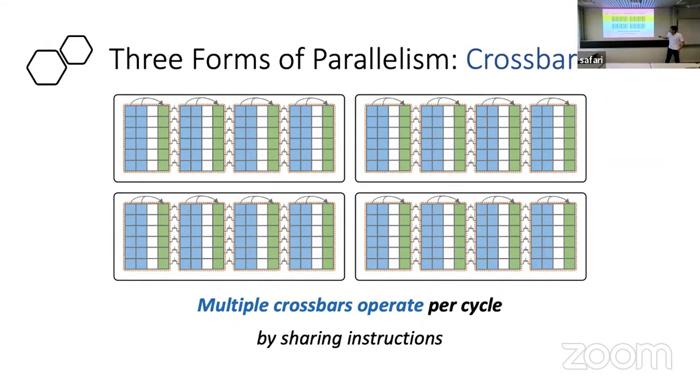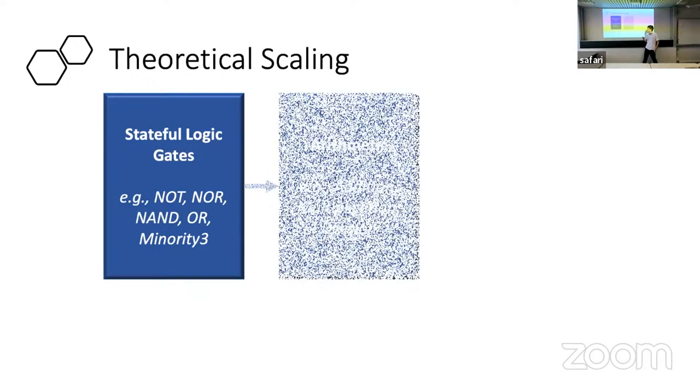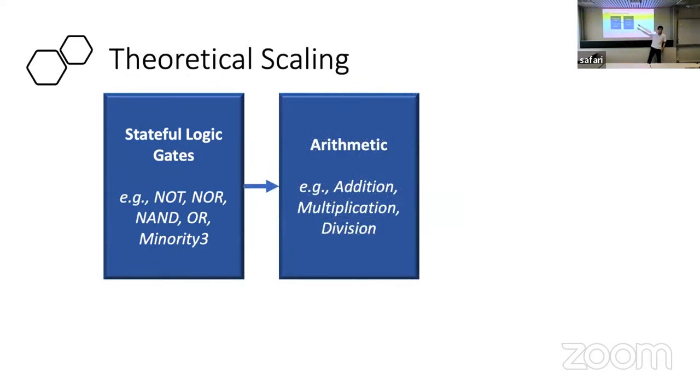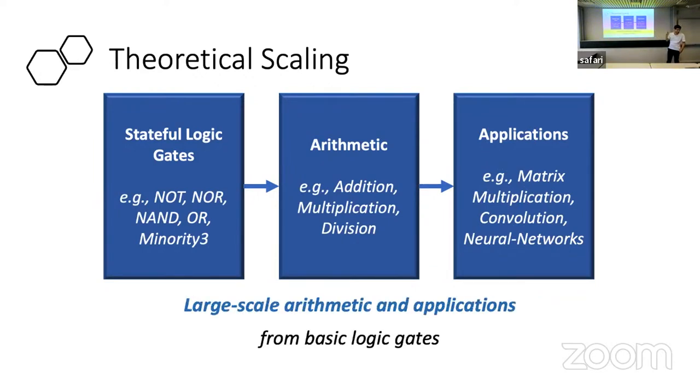OK, so that summarized our three different forms of parallelism. And our goal today is going to be to start with what we call the stateful logic gates. That is the NOR, but you can also have other forms, OR, NAND, minority. From there, we're going to build arithmetic first. How can we do addition, multiplication, division? And how can we do that with very high throughput? Lastly, we're going to try and look at applications. So we're extending all the way from stateful logic gates to some larger application like neural networks. And the entire time, we're trying to use this very high throughput that we have for those bitwise operations to accelerate the large applications.